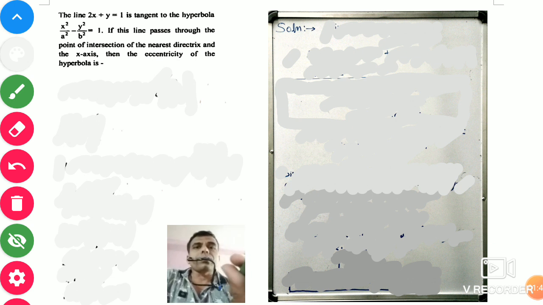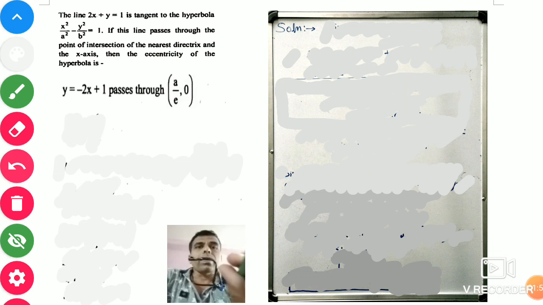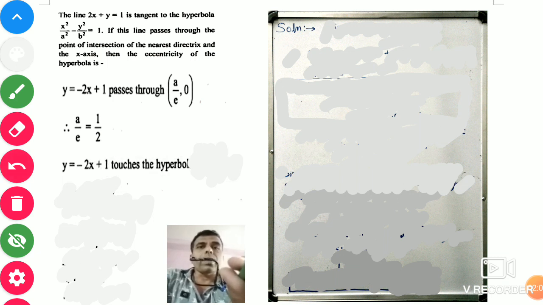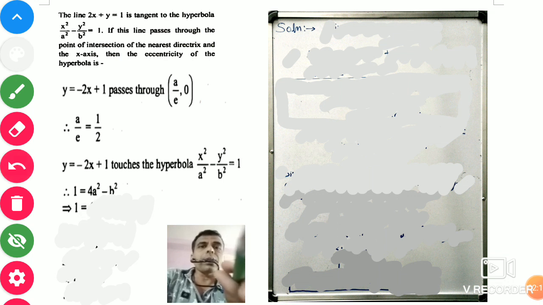So here, y is equal to minus 2x plus 1 passes through the point a upon e, 0, and this a upon e is equal to 1 by 2. The line y is equal to minus 2x plus 1 touches the hyperbola x square upon a square minus y square upon b square is equal to 1. So the equation becomes 1 is equal to 4a square minus b square.